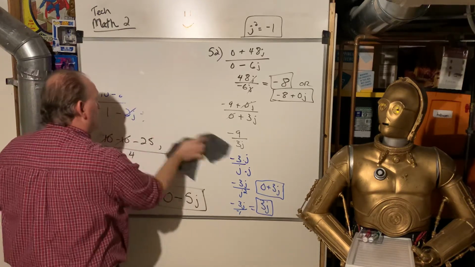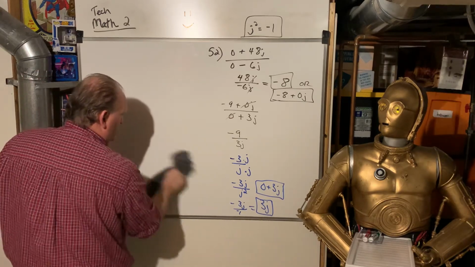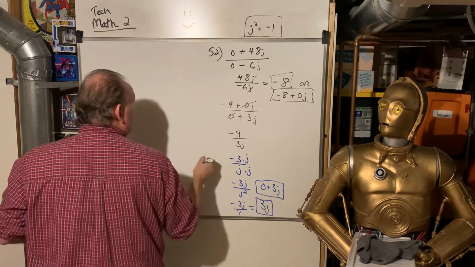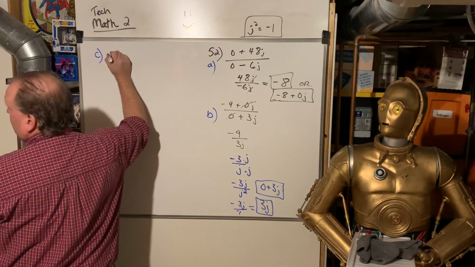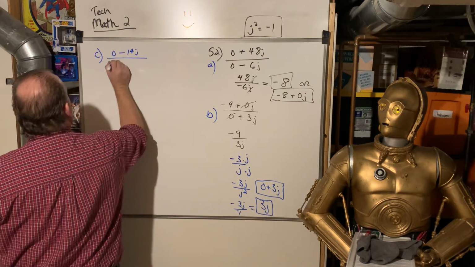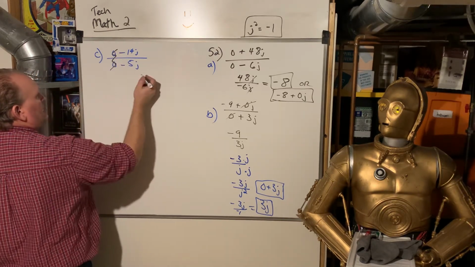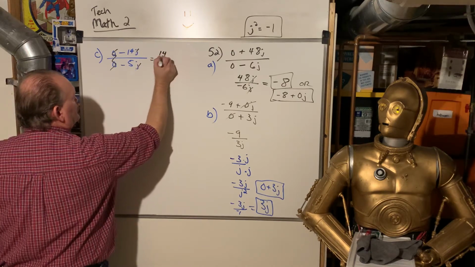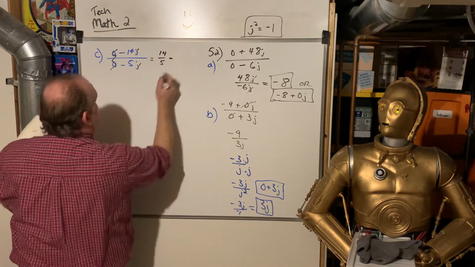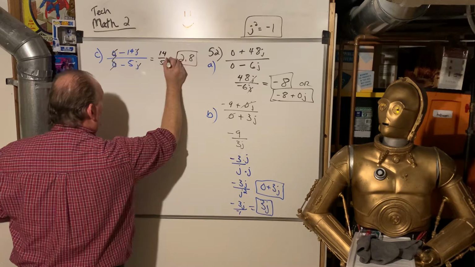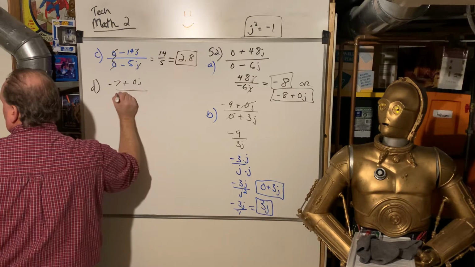Okay, and then let's do C and D, 52. And then I will show you how you can use your calculator to help along with these if you want to. So that was A, that was B. Here comes C: 0 minus 14j over 0 minus 5j. So the j's just cancel. The zeros aren't there, the j's cancel, you get 14/5. And when you divide that, it becomes 2.8, or 2.8 plus 0j.